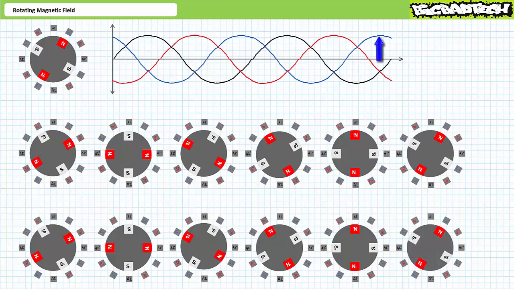Some moments later, L3 peaks positively. The C ends are norths, and the prime ends are souths. The north ends of the rotor are attracted to the C primes, and the south ends of the rotor are attracted to the C's. The rotor continues to turn clockwise. We're right back where we started, having traveled a full 360 degrees over the course of 2 cycles of sinusoidal AC.